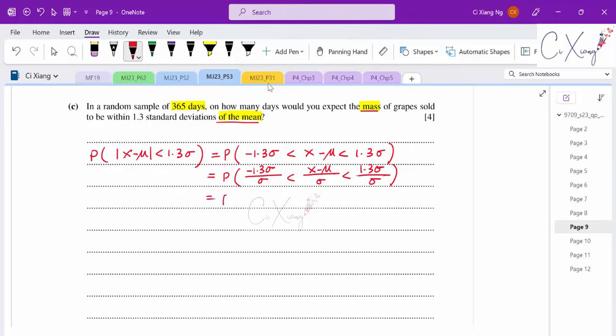Okay, so now you can see I have the 1.3 here as a pure value. X minus mu divided by standard deviation, this whole thing is basically Z. And on the right hand side, I also have 1.3. Now we need to find this probability first before we can get the expected number from 365 days. So I'm interested in finding the probability between negative 1.3 and 1.3.